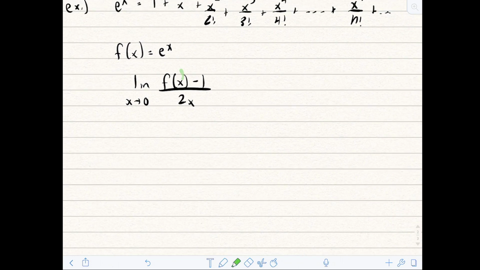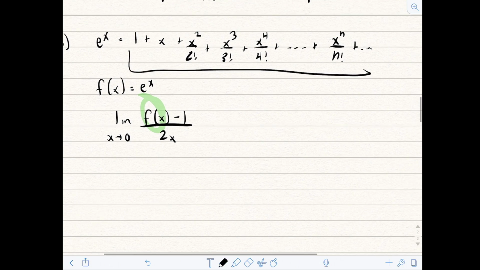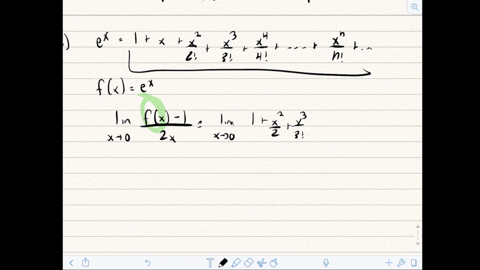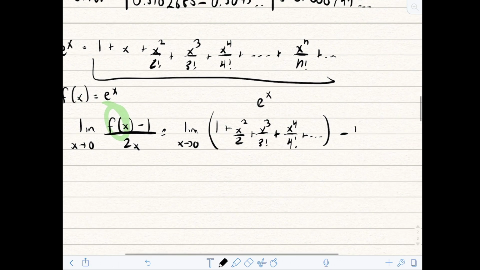So I'm going to rewrite f of x as the Taylor series right here. So I'm going to rewrite this as the limit as x goes to 0 of 1 plus x squared over 2 plus x to the third over 3 factorial plus x to the fourth over 4 factorial, and so on and so forth, dot, dot, dot. Close parentheses, right, because this is, in a sense, e to the x. Then it says minus 1 over 2x.